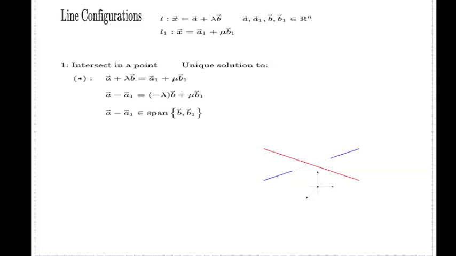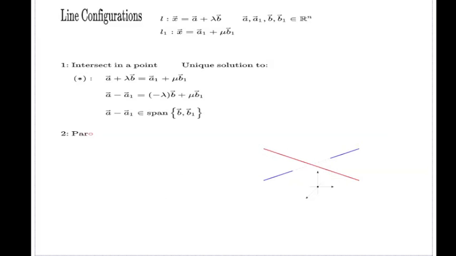So that's how abstractly you can analyze what happens when two general lines in Rn intersect in a point. Algebraically, this just means that this system, which I marked with an asterisk, has a unique solution. In the span language, it means that the difference of position vectors A and A1 belongs to the span of B and B1. Good.